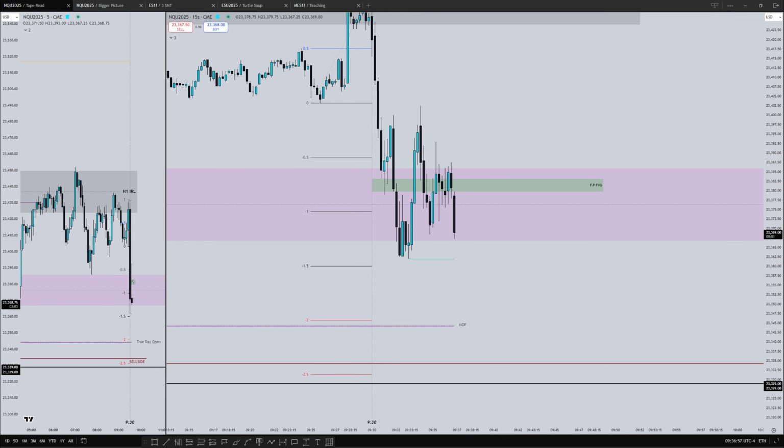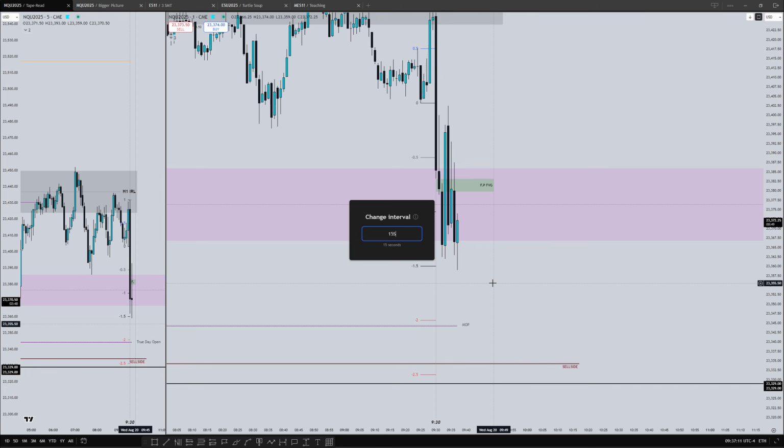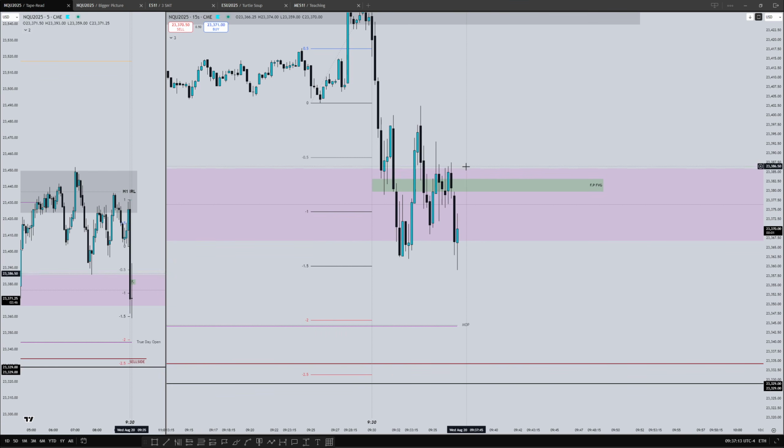So there's your gap. We want it to form a gap and retrace a little bit slightly into there. So you're looking at the gradient of the pink box.